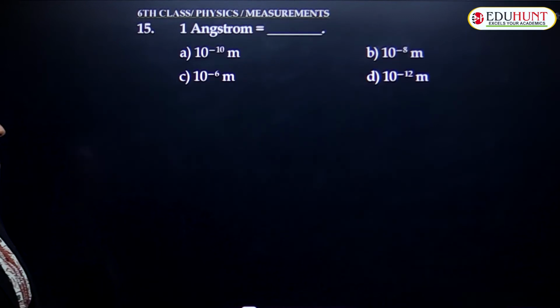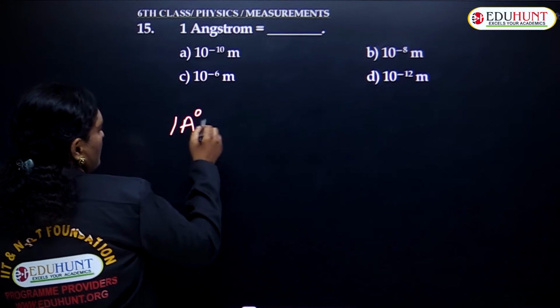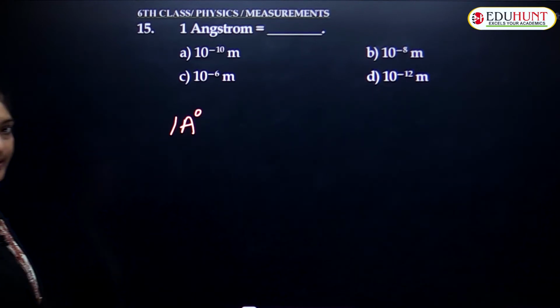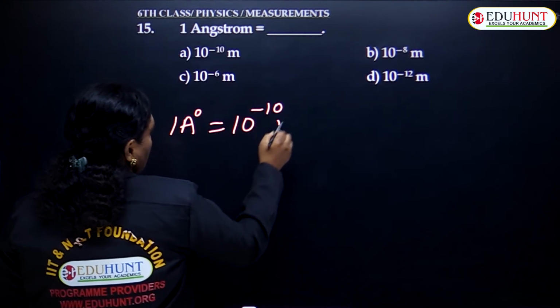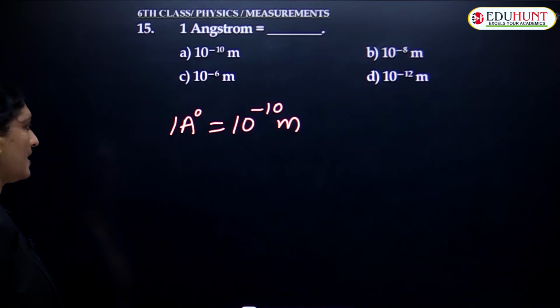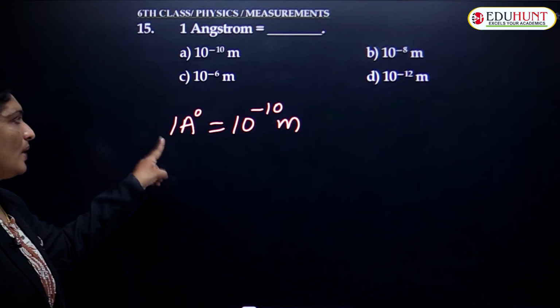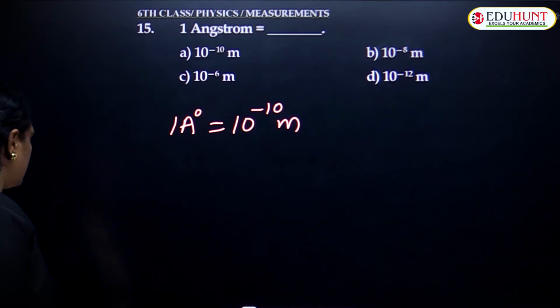Next, 1 angstrom unit is... So angstrom unit generally will be represented as 1 Å, which is equal to 10 power minus 10 meter. Generally it indicates the size of the atom. Atomic size is represented as 1 angstrom unit, which is equal to 10 power minus 10 meters.